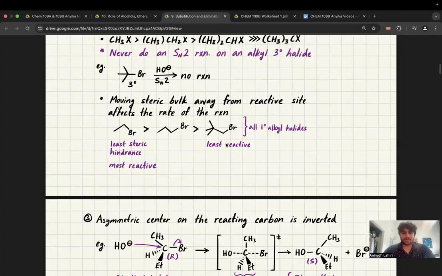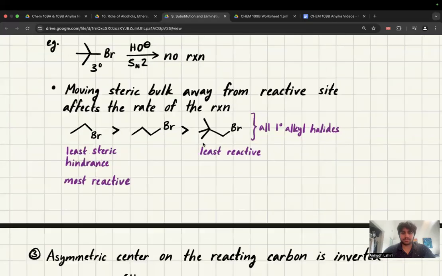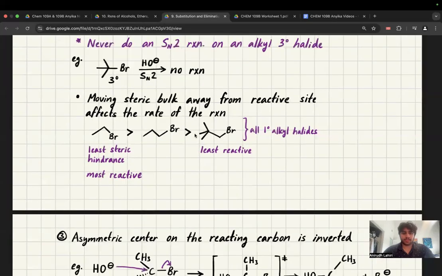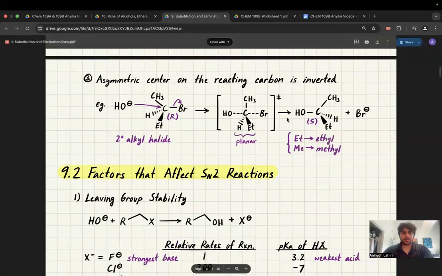This is something called beta branching, and obviously the position we attack is here. And while the steric hindrance isn't directly on that spot, it's still occupying space in a 3D orientation, right? So while it's not directly in the spot we're attacking, it still is not great, right? And with that, it doesn't prevent reactions, but it does slow them down. Okay, asymmetric center. Okay, cool.